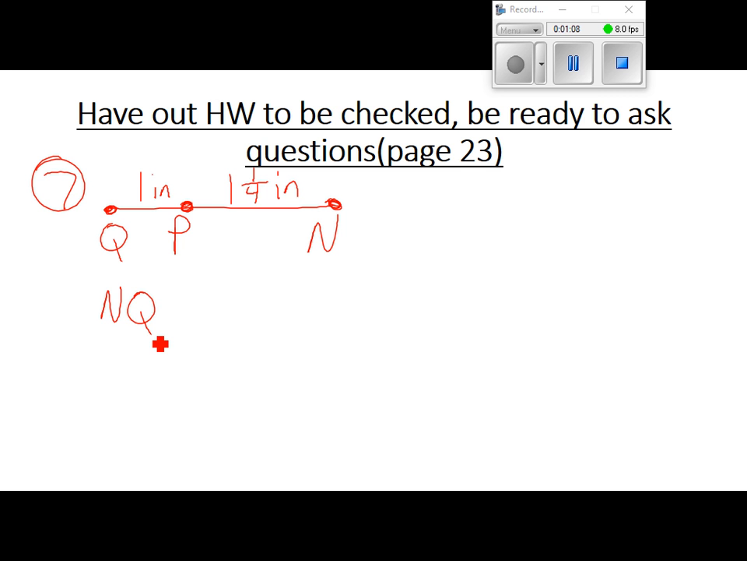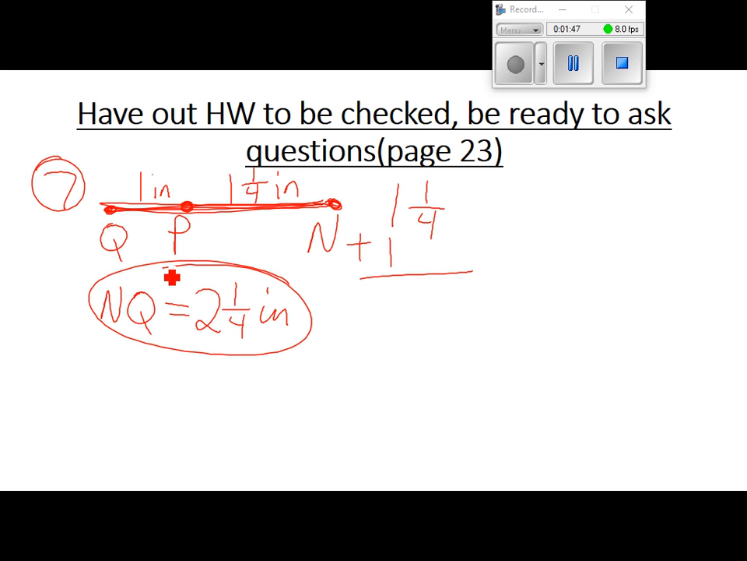What do we know that we're finding? There you go. The length of segment in Q. How do you know that's a segment, not a line or ray? Because you're finding the what? The measurement, the length. How are we going to find the length of this segment from N to Q? What are we going to do with those two? So we got 1 1/4 inches plus 1 inch. What's that give us? 2 1/4 inches. Just add.